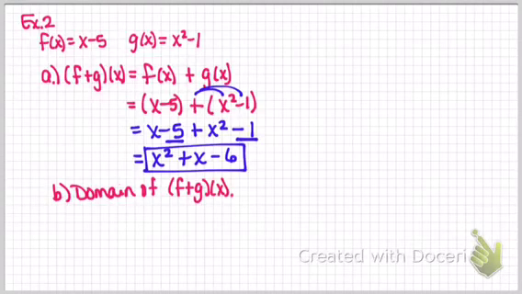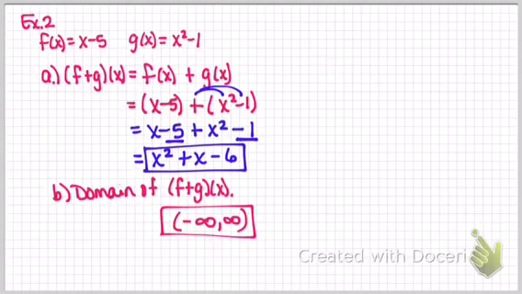Alright, so just look at your answer. What did you get? Is it a fraction? No. Is it an even root radical? No. So those are the two restrictions we said we have to watch out for. So what is our domain? Well, if it's neither one of those, our domain then has to be negative infinity to infinity.